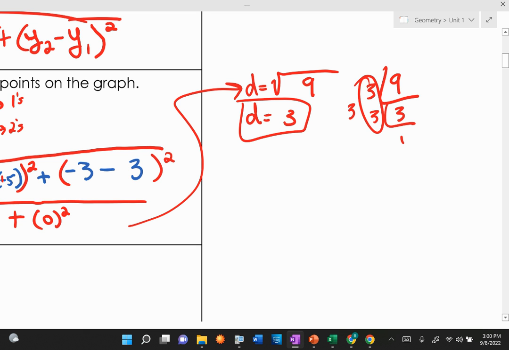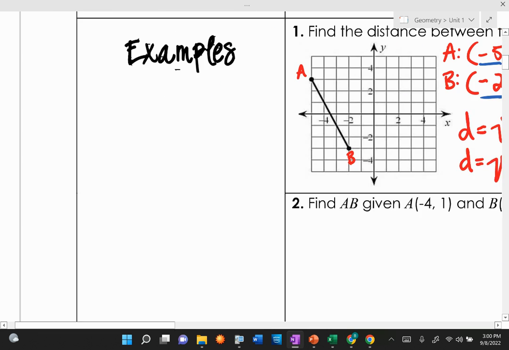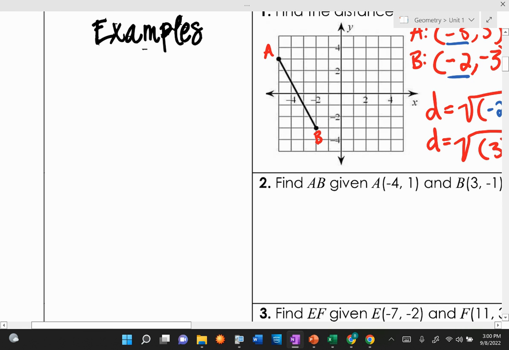So distance formula should be super fun since you have to take the square root every time. Okay, so here's what I can do. Let's just do a couple of square root simplifications just to make sure that we're comfortable with it. Under where it says examples, that's where I'm going to move to, on this left-hand side, this big open space right here.